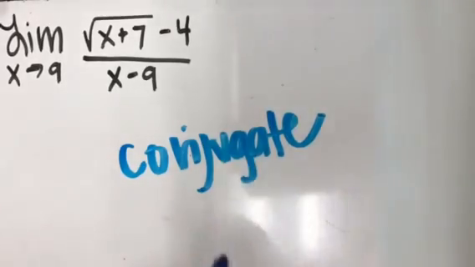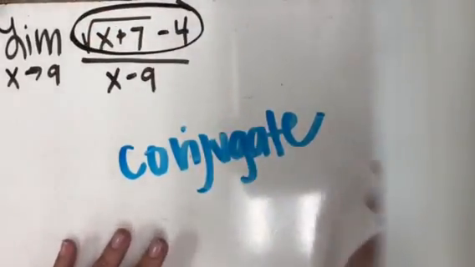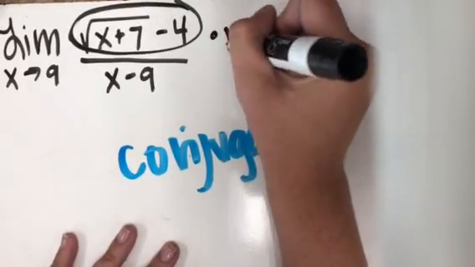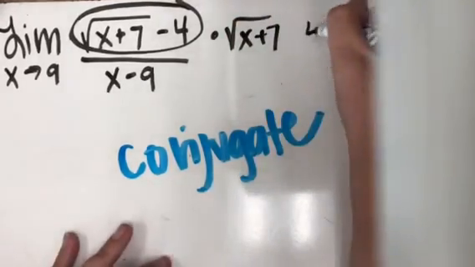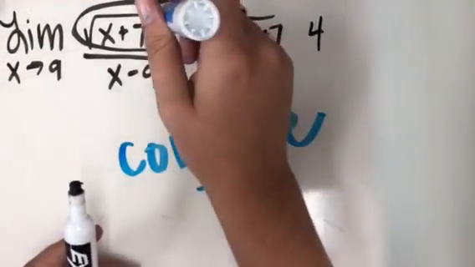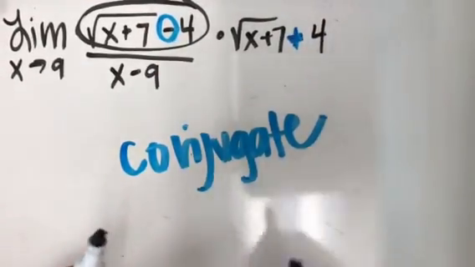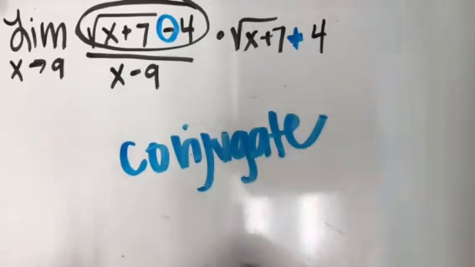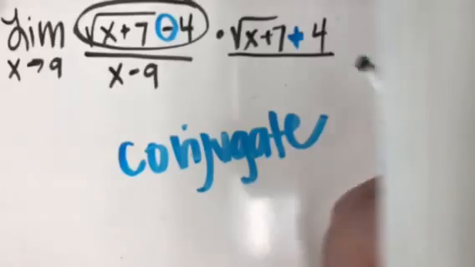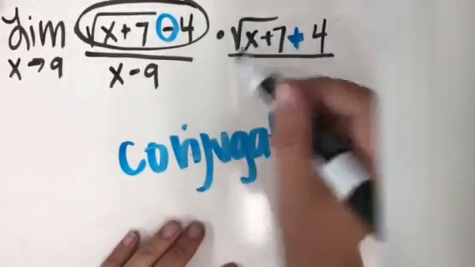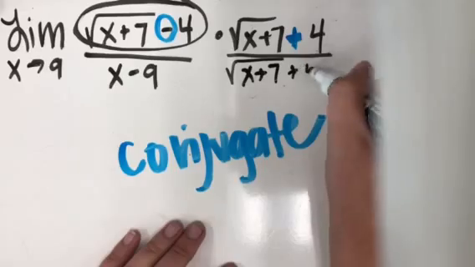The conjugate says that you take this expression here that contains the radical and you keep it exactly the same except you take this sign that's in the middle and switch it. So if it's a negative, it becomes a positive. If it's a positive, it becomes negative. When we multiply, I can't just multiply by something new. I have to multiply the top and the bottom by that same value.